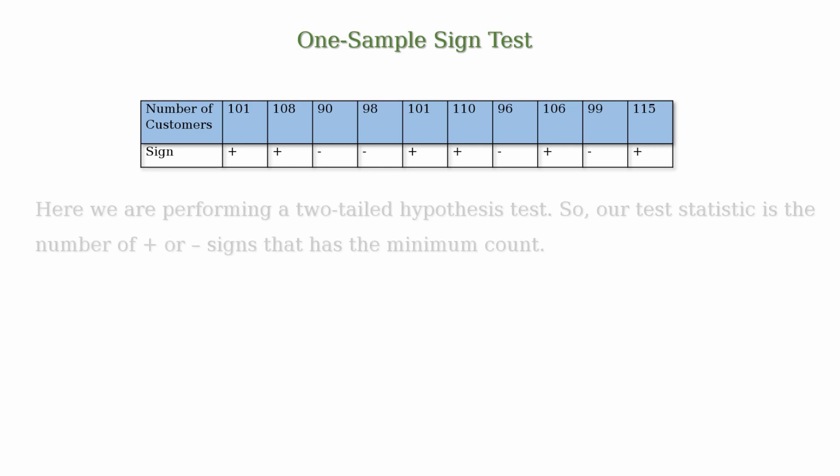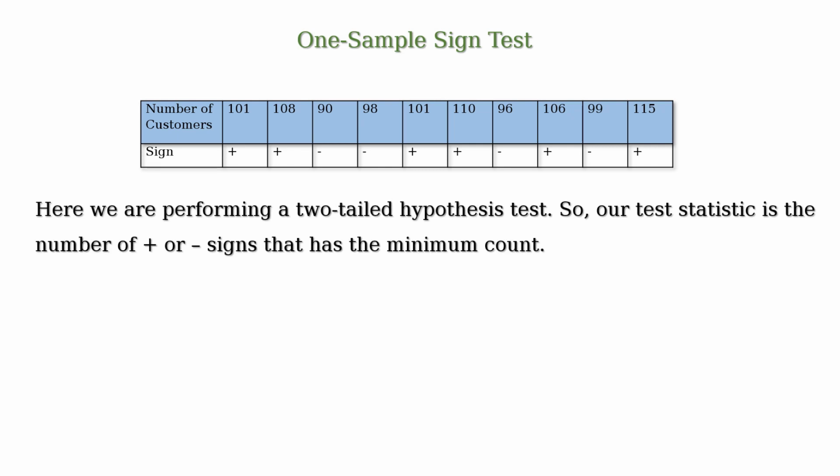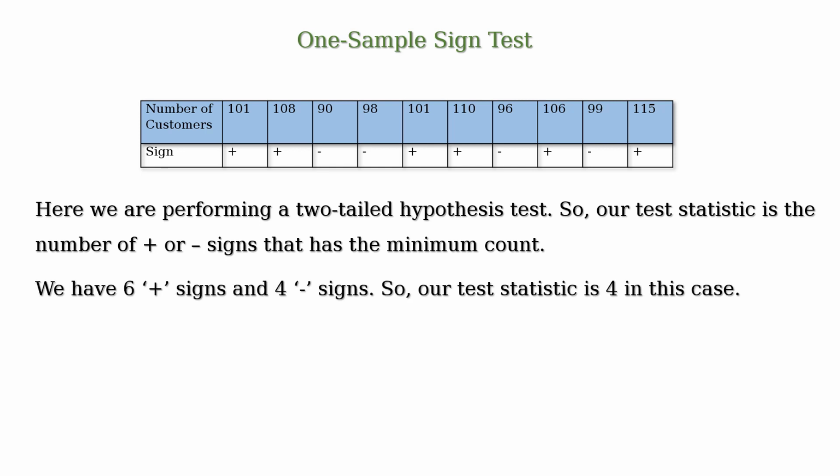Now, here we are performing a two-tailed hypothesis test. So, our test statistic is the number of positive or negative signs that has the minimum count. Here, we have 6 positive signs and 4 negative signs. So, our test statistic is 4 in this case.